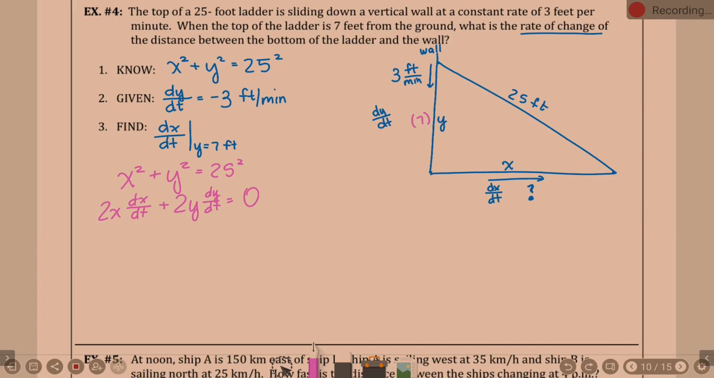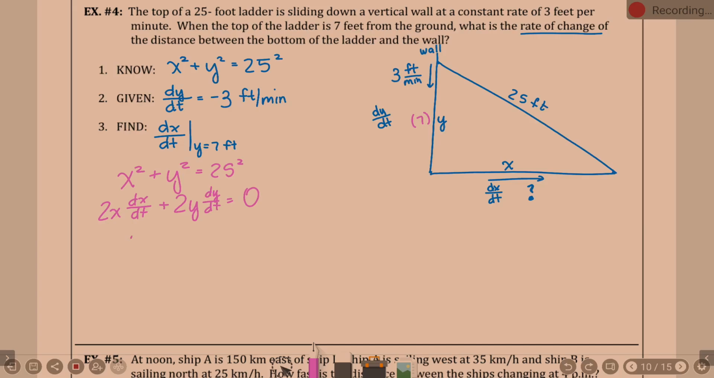At this point, we are trying to solve for dx/dt when y equals 7. I'm going to do this a little bit differently. Let's solve this for dx/dt first, and then plug in later. I've shown you where you plug in and then solve; this time we're going to solve and then plug in.